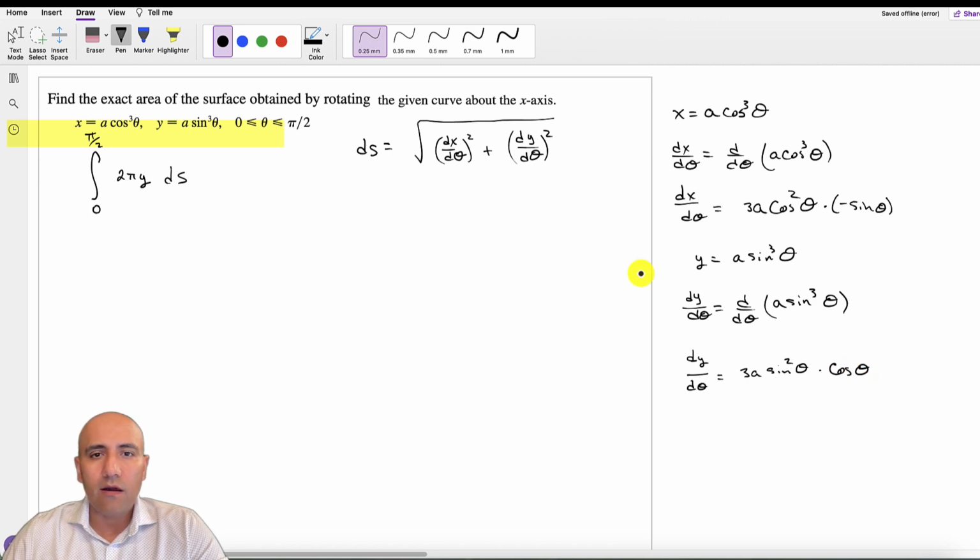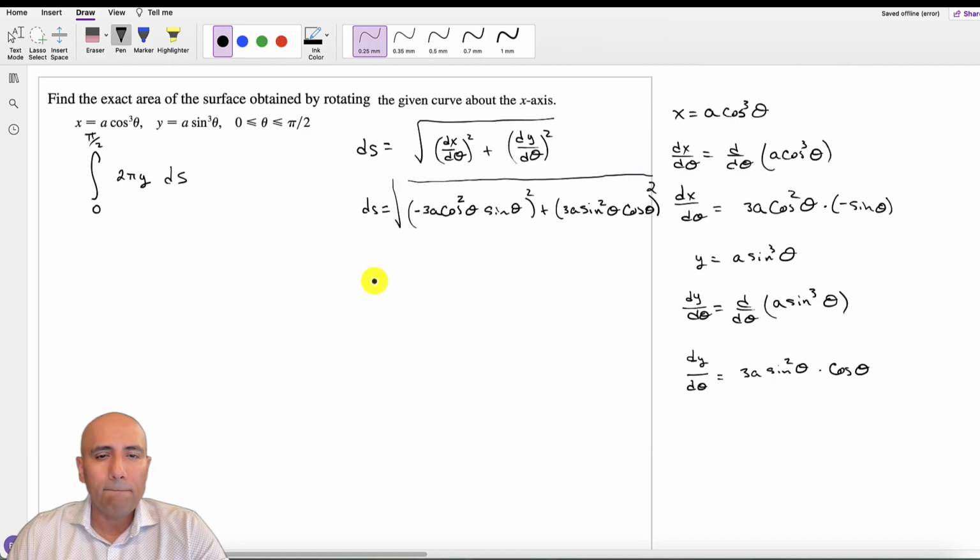Okay, so we have ourselves our dx d theta. We've got to square that, and then our dy d theta, square that, add them together, and take the root, so we can find our ds. So this is going to be 3a cosine squared theta times minus sine of theta, this whole thing squared, plus 3a sine squared theta cosine of theta, this whole thing squared, and the whole thing is inside this giant root.